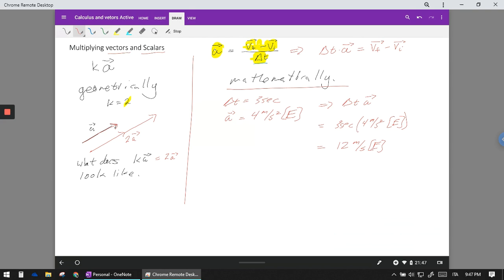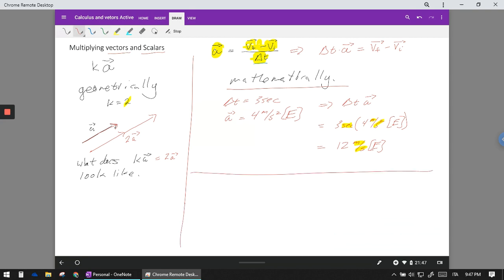And notice the units actually kind of corresponded as well, because a second and a meters per second squared simplifies to a meter per second. All right. And so that's basically kind of like our scenario here. Let me just do another quick example.